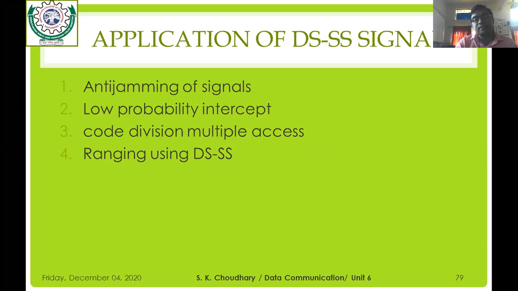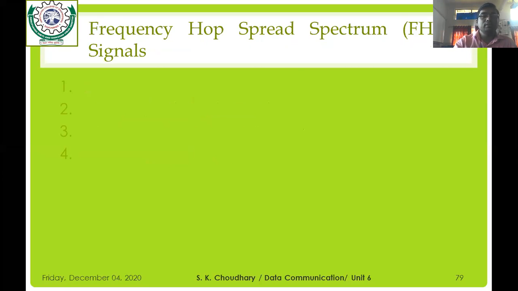Applications of DSSS signal systems: it is used in anti-jamming of signals. It is used for low probability of intercept. It is used in the CDMA technique, code division multiple access. It is used for ranging, using the direct sequence spread spectrum technique. After the applications, we go to the second kind of spreading signal, that is frequency hopping. So frequency hop spread spectrum signals, FHSS.